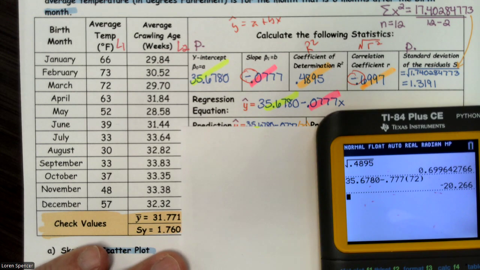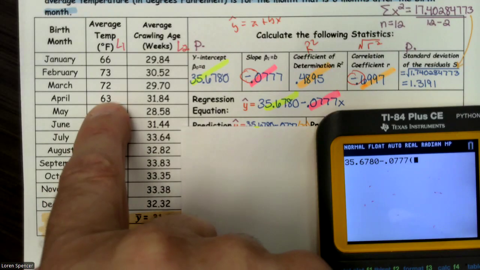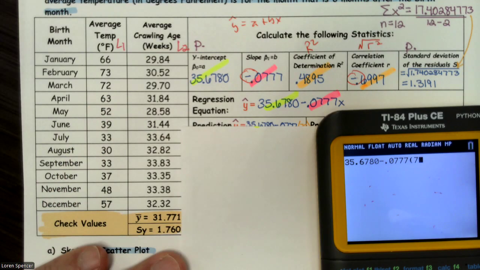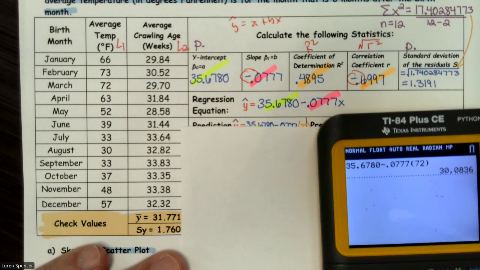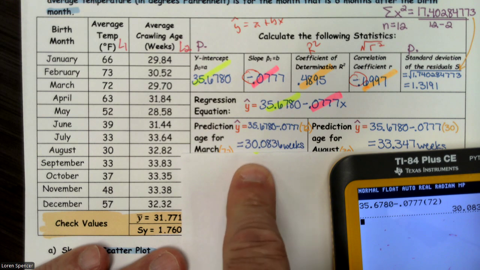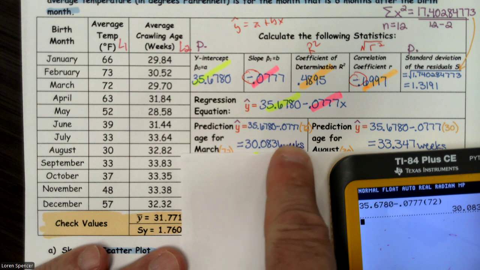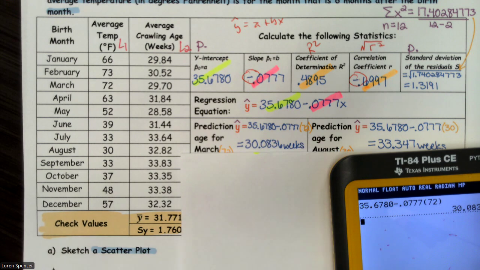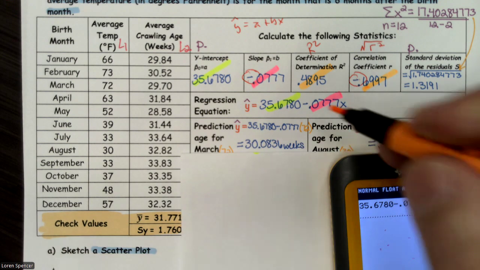Oh, excuse me. I made a typo there. Let me clear all this stuff out. All right. 35.6780 minus 0.0777 parenthesis. March is 72. And we get, oh, we expect them to be at 30.08 weeks. All right. All we did was plug in 72. We just plugged in this value.